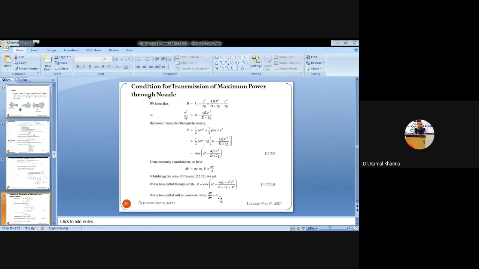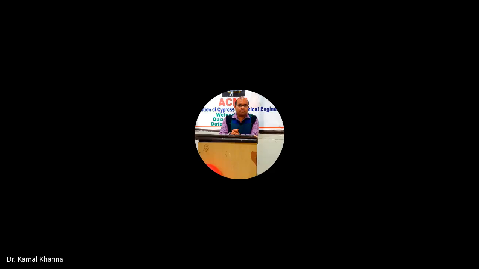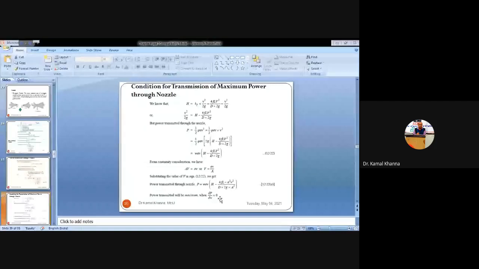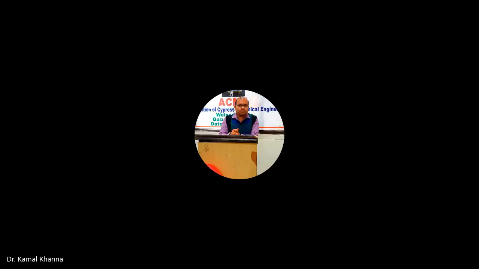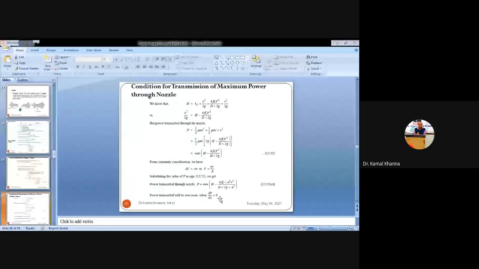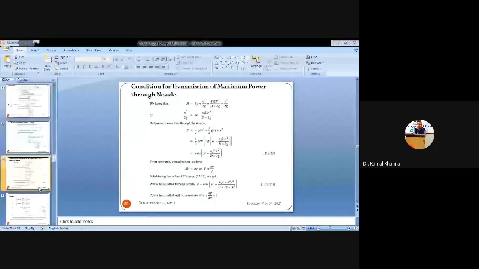Whenever you want to calculate the maximum value of any x or y, we differentiate with respect to the variable term in the expression. So here we are also differentiating the power with respect to the velocity. So power transfer will be maximum whenever it is differentiated and equated to 0. So this is dP by dV is equal to 0.